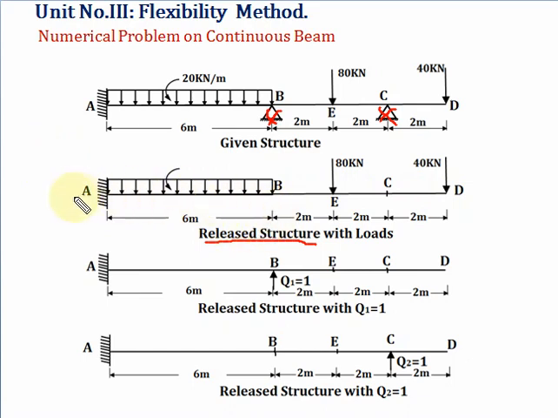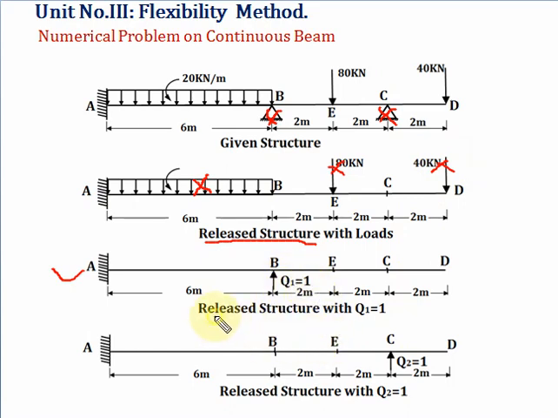Now in figure number 3, we have removed all the loads, that is we have removed the uniformly distributed load, and also the point load of 80 kilonewton and the 40 kilonewton, and here we have applied the unknown force Q1 equal to 1.